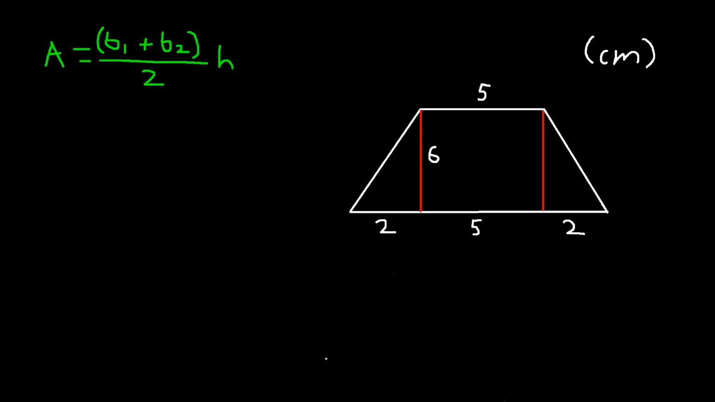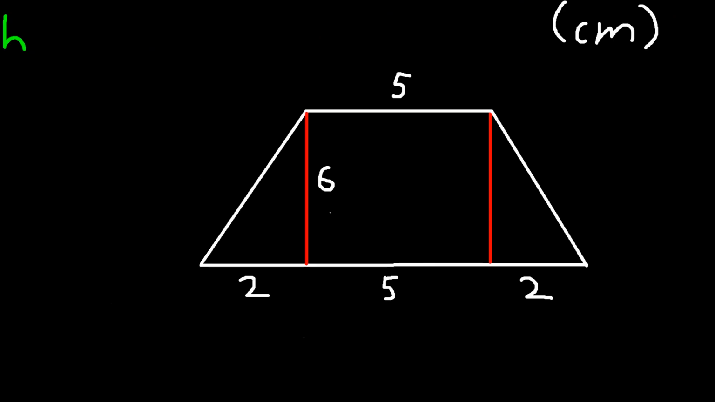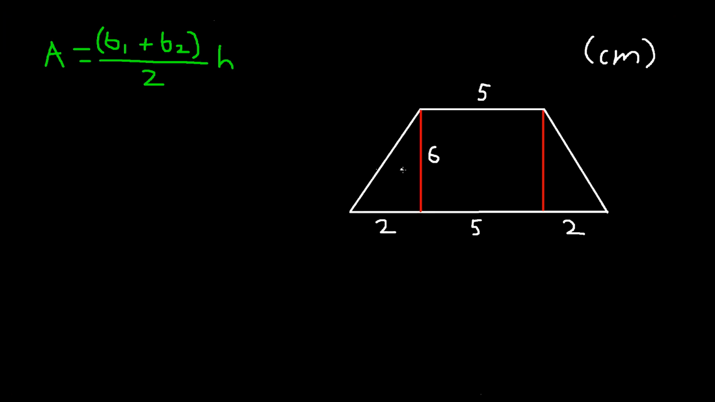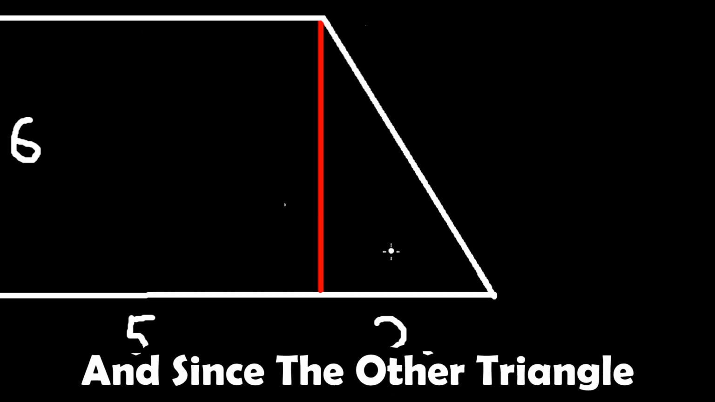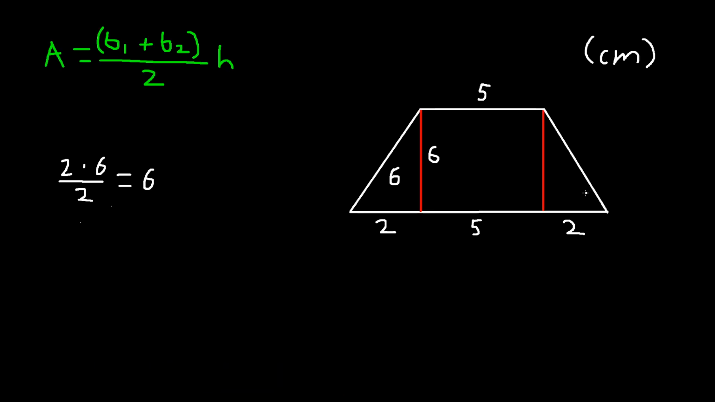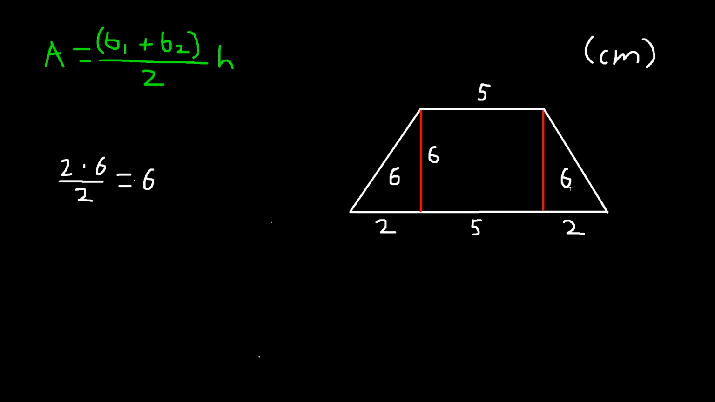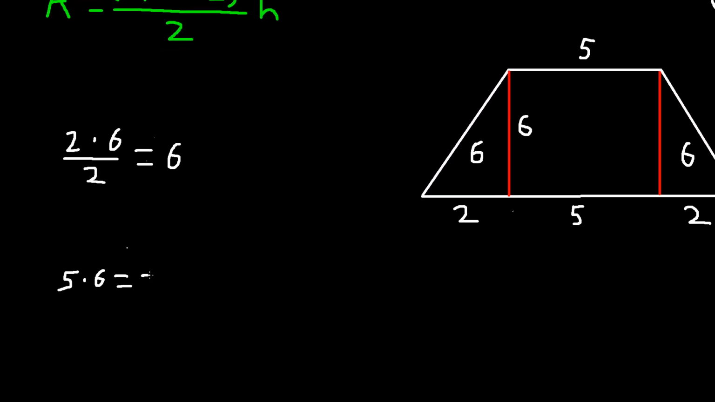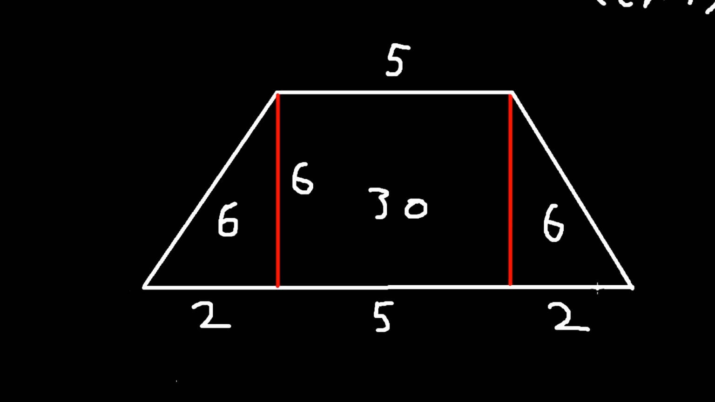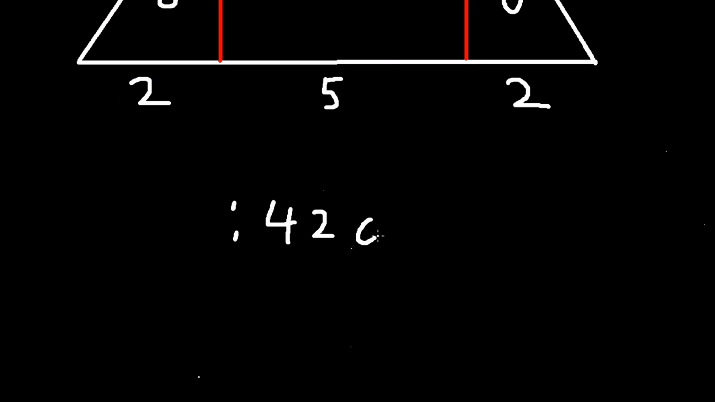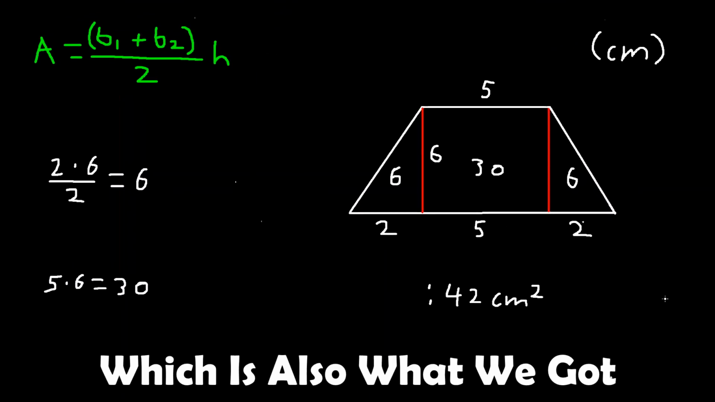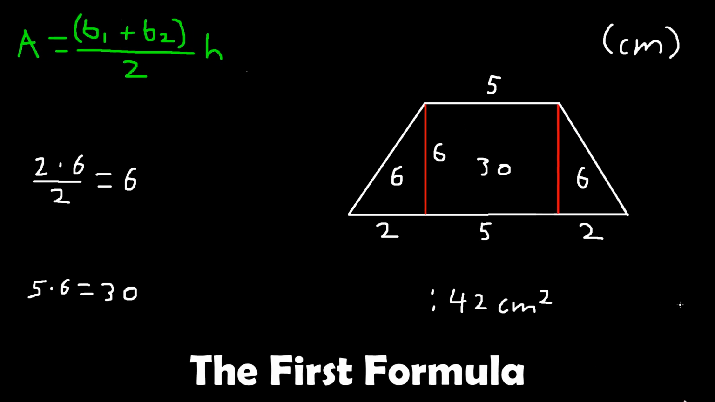Then if we look at my breakdown of the trapezoid, we have this triangle, which you can take 2 times 6 divided by 2, which is 6. And since the other triangle is exactly the same, it is also 6 square centimeters. Then calculate the area of the rectangle, which is 5 times 6, which becomes 30. Add everything together and you get 42, which is also what we got when we used the first formula.